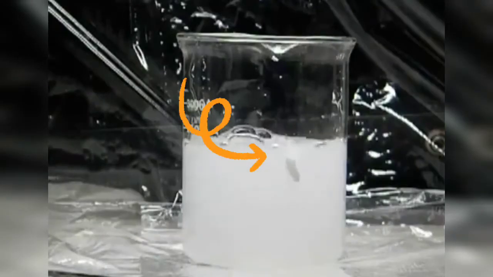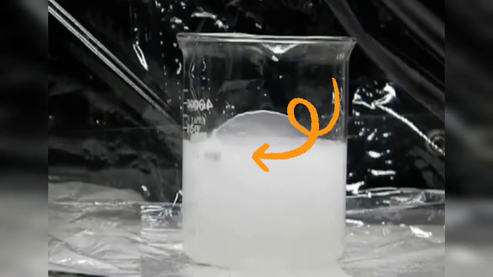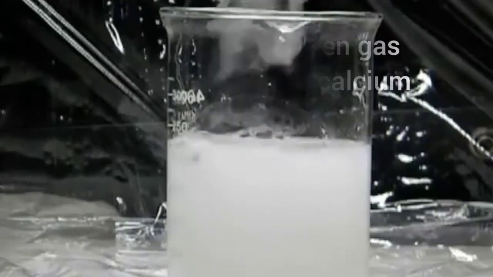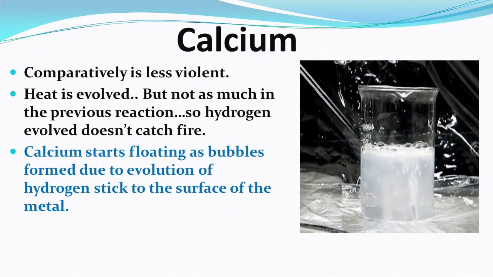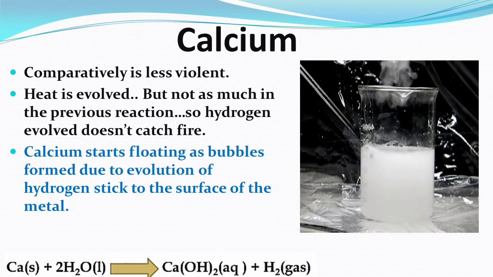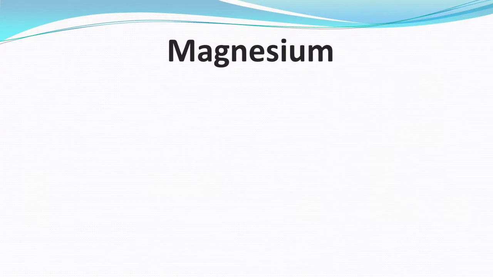Observe the metal calcium. You can see that calcium starts floating on the surface of water. This is because the bubbles of hydrogen gas evolved during the reaction stick on the surface of calcium and make it float. The end products in this reaction are calcium hydroxide and hydrogen gas. So the equation goes like this. Ca plus 2H2O gives Ca(OH)2 plus H2.